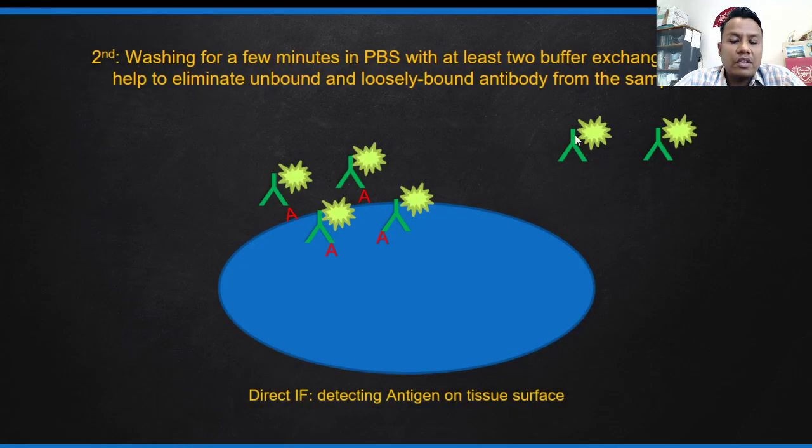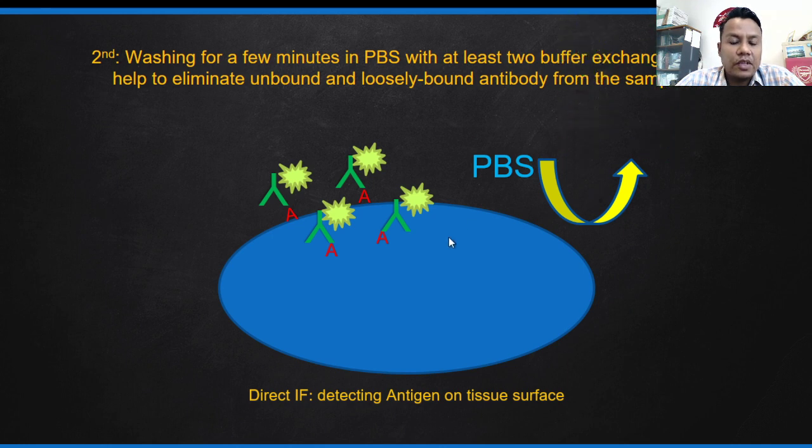Second step, we need to wash away the unbound and any loosely bound antibody, because we don't want them to produce false positive results. Washing for a few minutes in PBS with at least 2 buffer exchanges will help to eliminate unbound and loosely bound antibody from the sample. After this, we can straight away go for imaging.